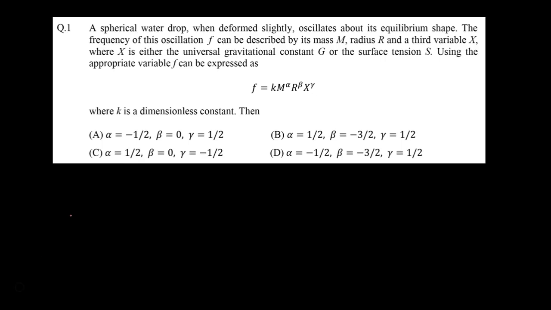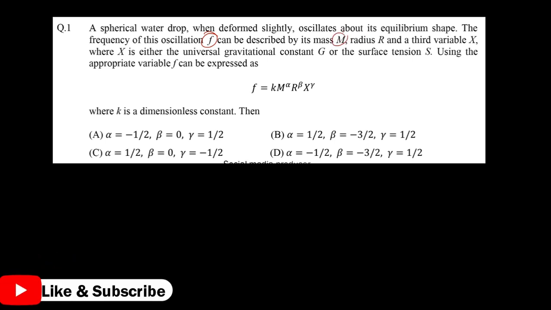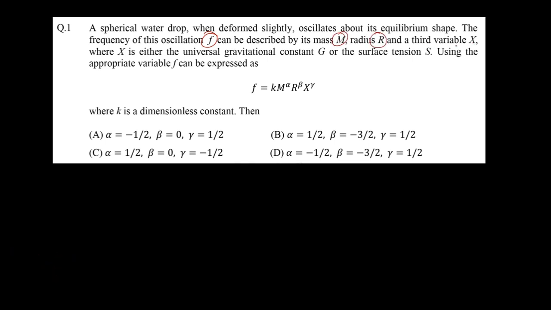In the first question they have given that a spherical drop when deformed slightly oscillates about equilibrium in shape. The frequency of oscillation can be described by mass, radius, and some variable x, which can be universal gas constant or surface tension. Then K is dimensionless, and they are asking alpha, beta, gamma. So it's a purely units and dimensions question which can be attempted by so many people, I feel. You just need to verify the alpha, beta, gamma numbers.